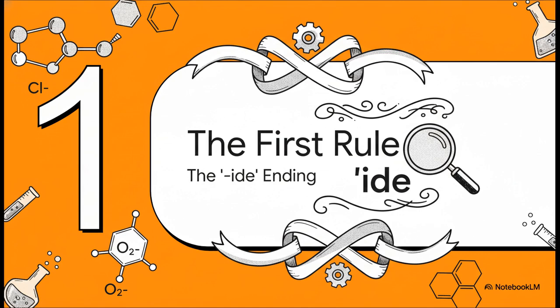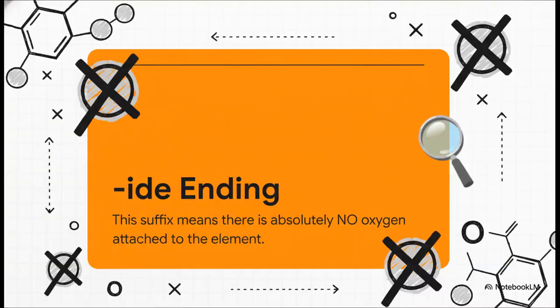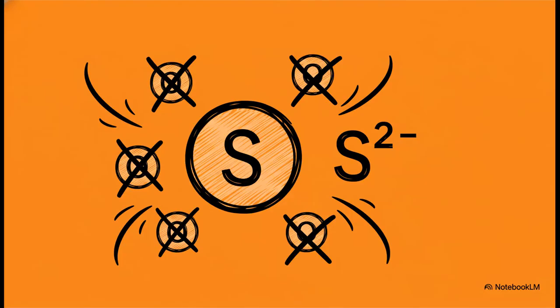All right, first things first, let's tackle rule number 1 of our secret code. This one is all about names that have that "ide" ending. And you're gonna love how easy this is. If you see a name that ends in "ide," it just means one thing. No oxygen. Zero. Zilch. That's the whole rule.